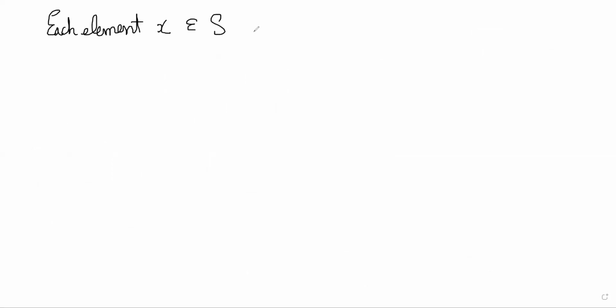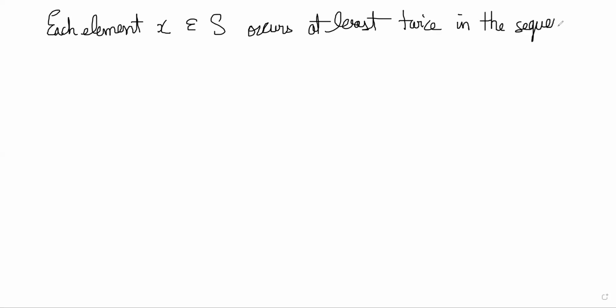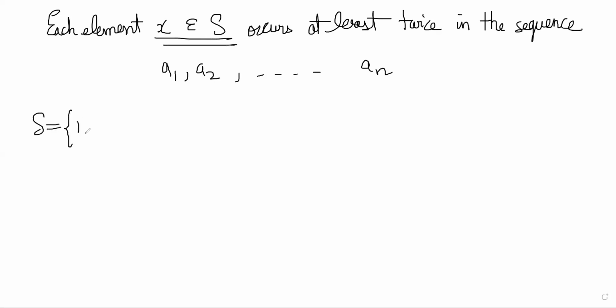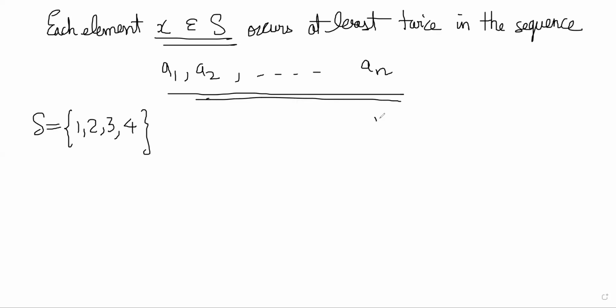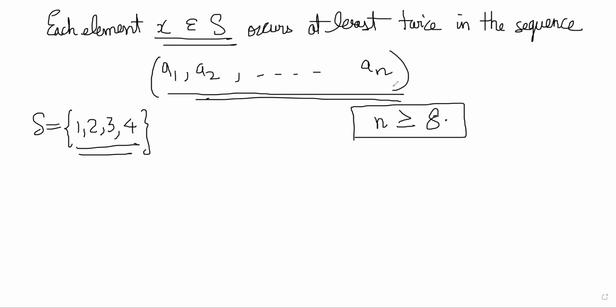X belonging to S occurs at least twice in the sequence. And what is the sequence? A1, A2 till AN. Each number has to occur at least twice. And S was basically 1, 2, 3, 4. So what I am saying here is that the total number of elements in this sequence, n, must be greater than or equal to 8. Why? Because there are 4 elements here and each element has to occur at least twice. So the number of elements has to be greater than or equal to 8.